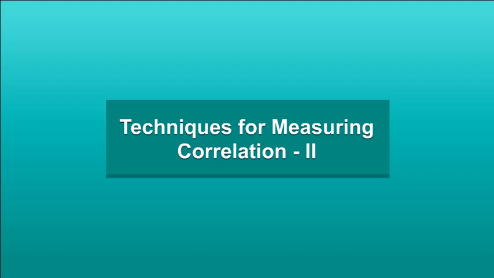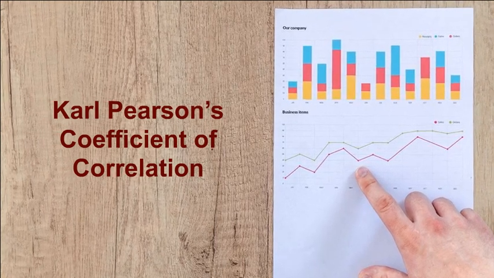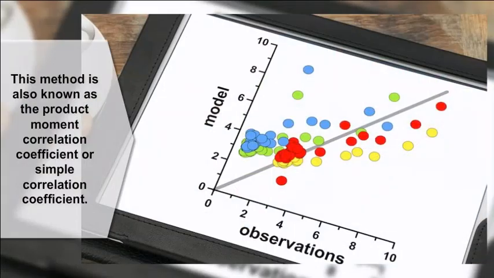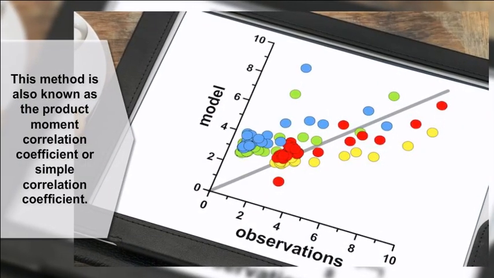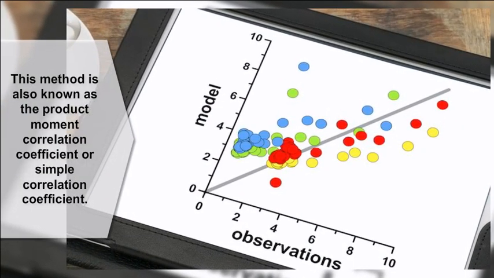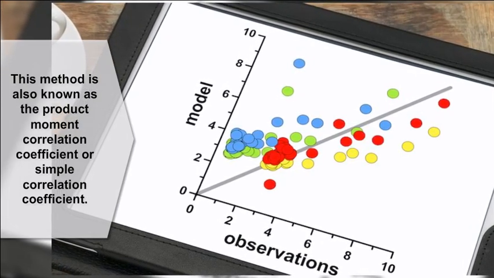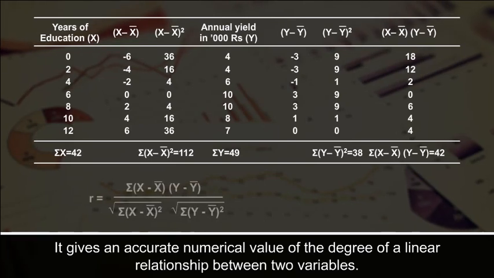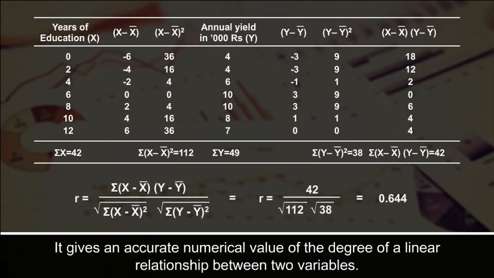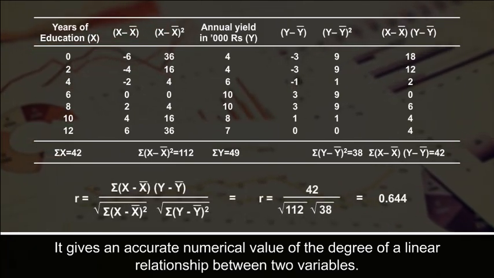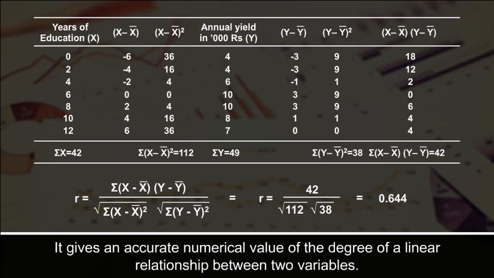Techniques for measuring correlation, 2. Karl Pearson's coefficient of correlation. This method is also known as the product moment correlation coefficient, or simple correlation coefficient. It gives an accurate numerical value of the degree of a linear relationship between two variables.